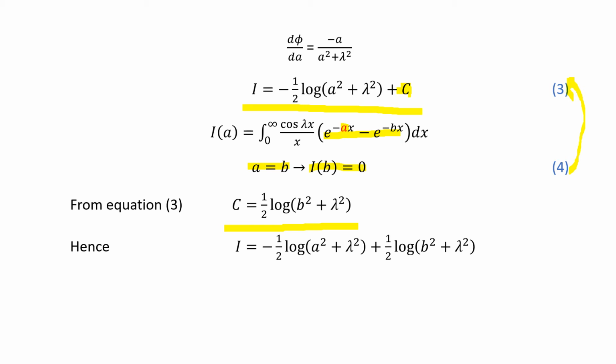Now you know that log a upon b is log a minus log b. So apply that property of log. So you will get I equal to 1 upon 2 log of b square plus lambda square upon a square plus lambda square, which we have to prove: that the integral value is given by this.